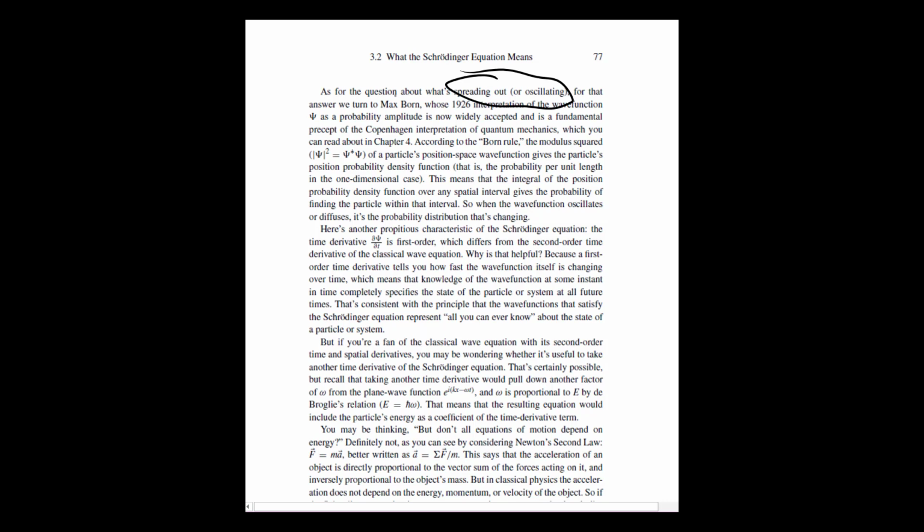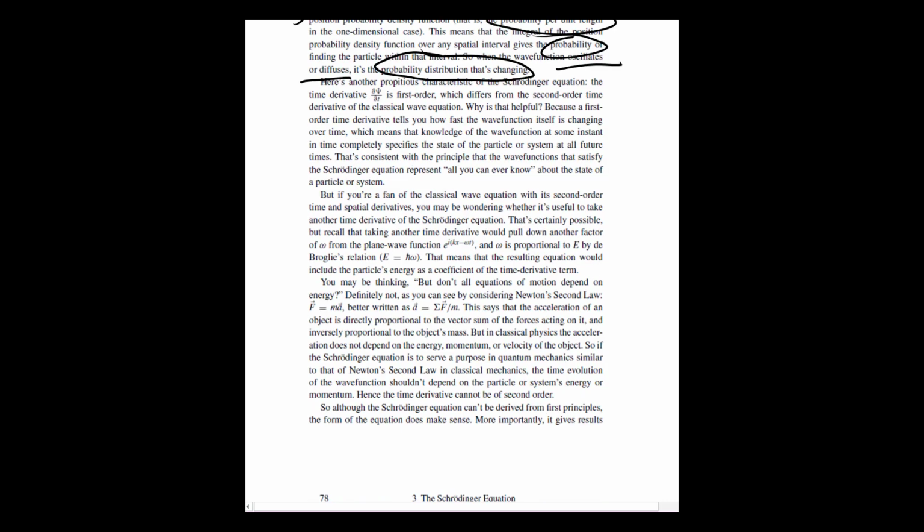It was mentioned just briefly earlier that it was Max Born who said that the wave function psi might be a probability amplitude. This is fundamental to the Copenhagen interpretation of quantum mechanics, which you can read about in Chapter 4, but in there you'll see that the Born rule says it is psi squared, that is the square of the magnitude of the particle's wave function in position space, that gives you the probability per unit length of the particle existing in some region. So if you integrate that probability density over some interval, you get the probability of finding the particle within that interval. So when we talk about the wave function oscillating or diffusing, it's the probability distribution that is changing.